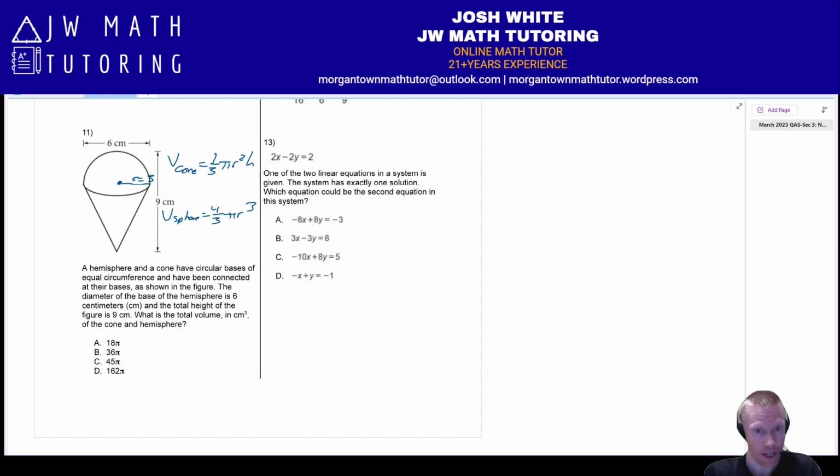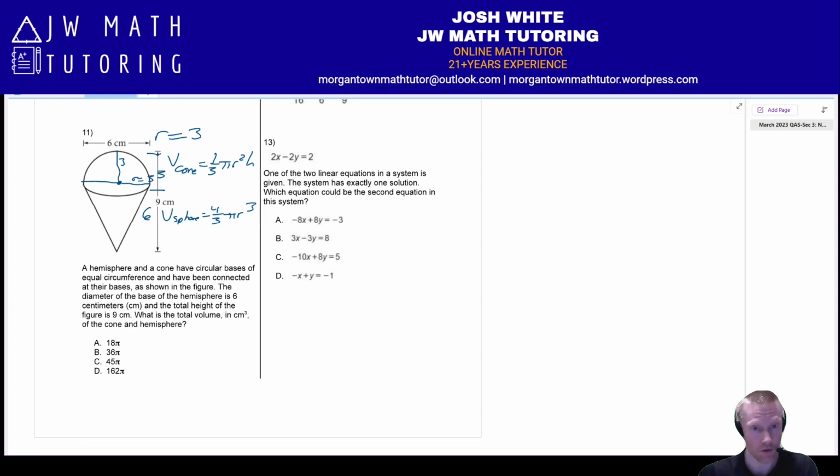Also notice that because the radius is 3, that means starting at the center here and going out in every direction, including going straight up here, will be a distance of 3 centimeters. What that tells us is that the height of the cone will be 6 centimeters, because the overall height is 9, but when you take away the 3 centimeters, or the radius of the sphere, that leaves just the height of the cone to be 6.